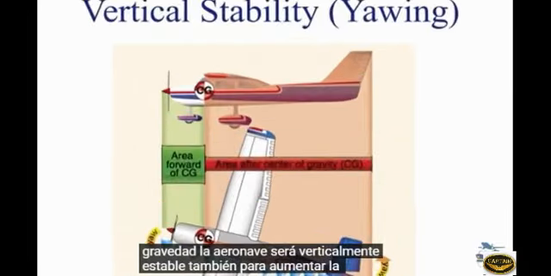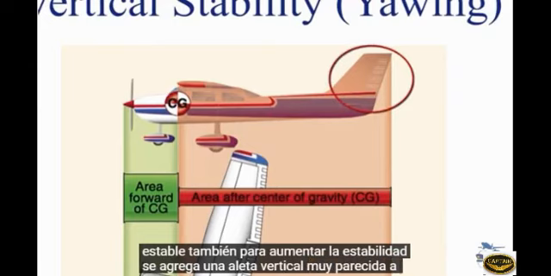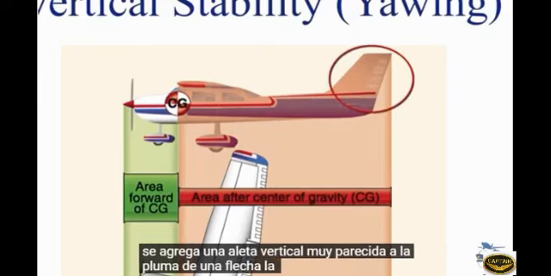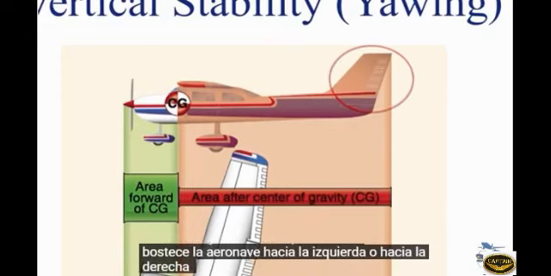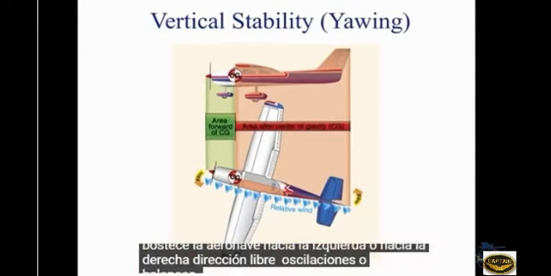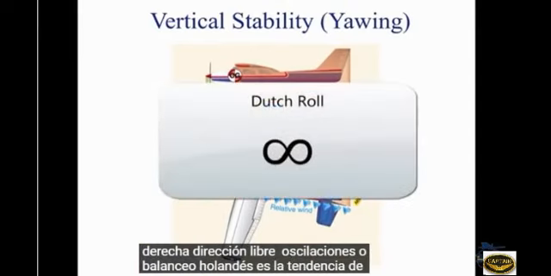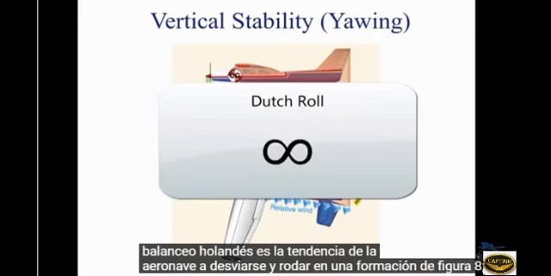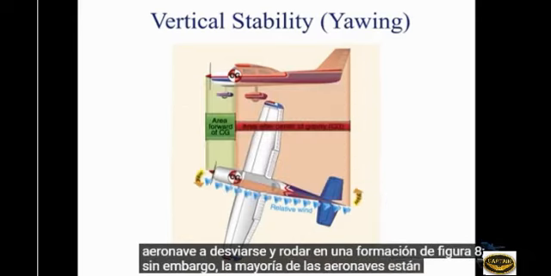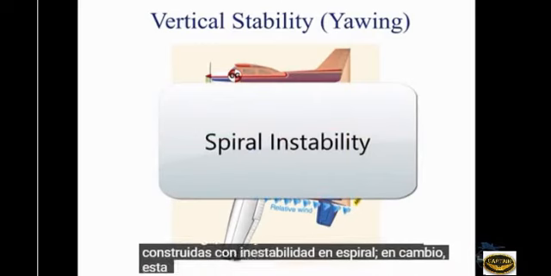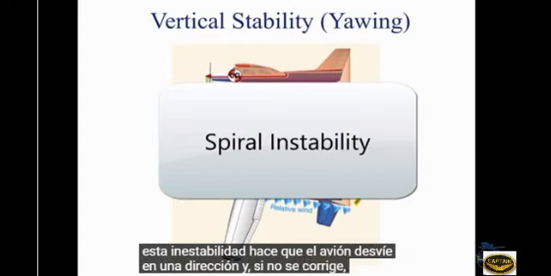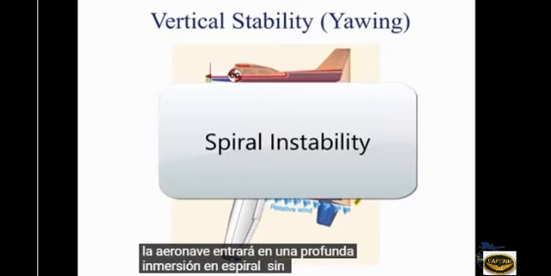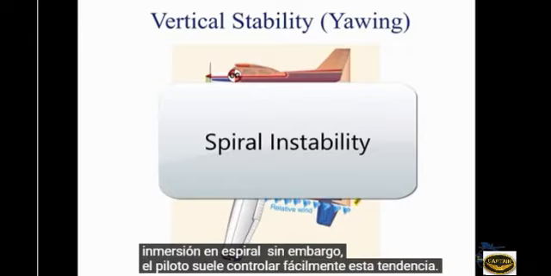Also, to add to the stability, a vertical fin is added much like the feather on an arrow. The fin being placed on the tail helps keep the wind from yawing the aircraft to the left or right. Free directional oscillations, or Dutch roll, is the tendency of the aircraft to yaw and roll in a figure-8 formation. However, most aircraft are built with spiral instability instead. This instability causes the plane to yaw in one direction, and if not corrected, the aircraft will enter a deep spiral dive. However, this tendency is usually easily controlled by the pilot.